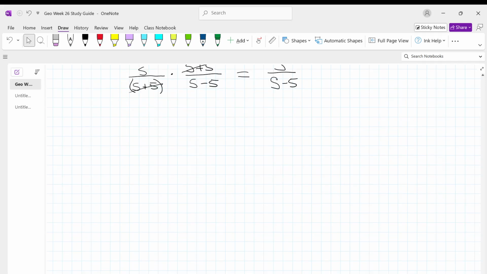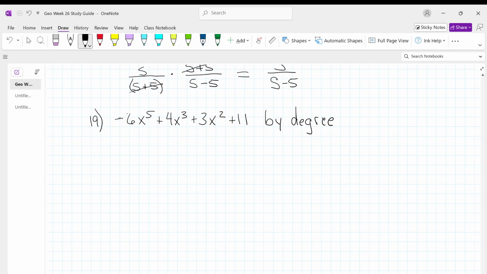Problem 19, you're asked to classify by degree. And you got negative 6x to the fifth plus 4x to the third plus 3x squared plus 11. By degree is when you're classifying it by its highest exponent. Okay? So by degree, this would be quintic.